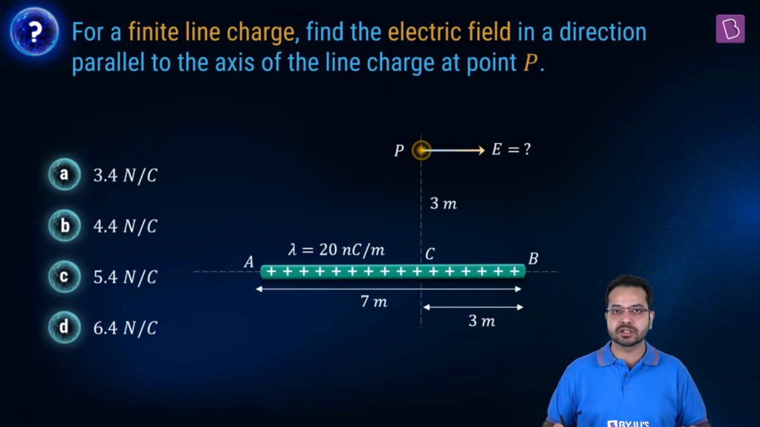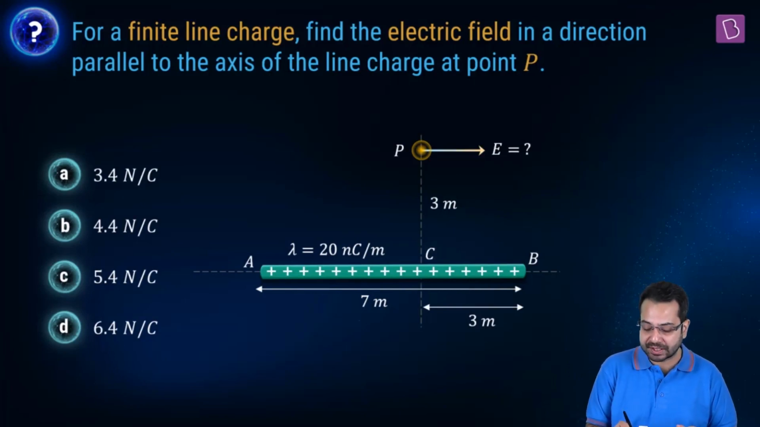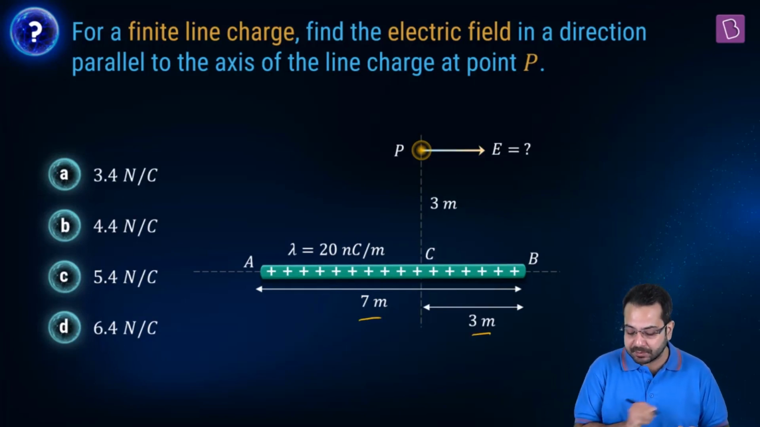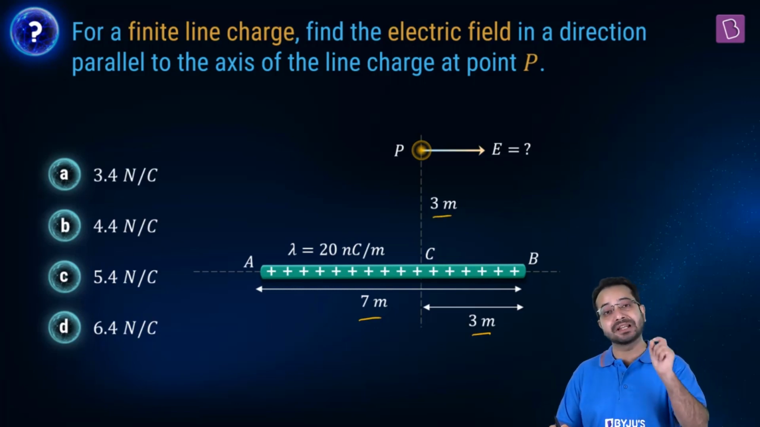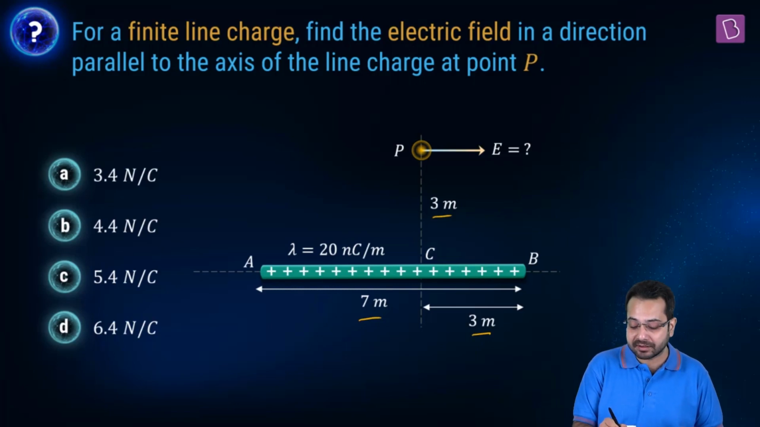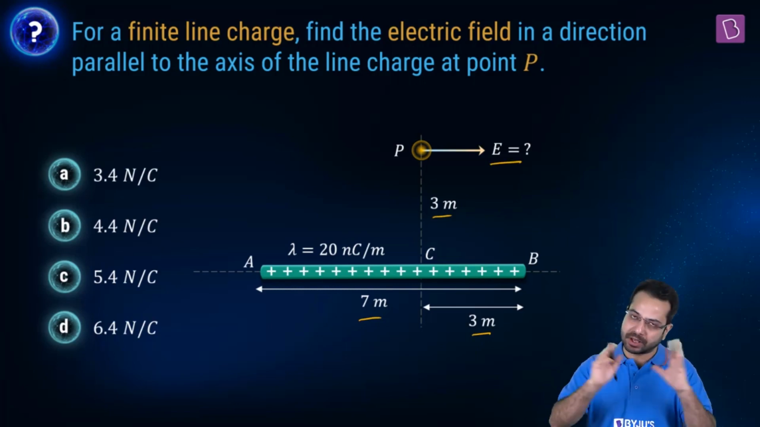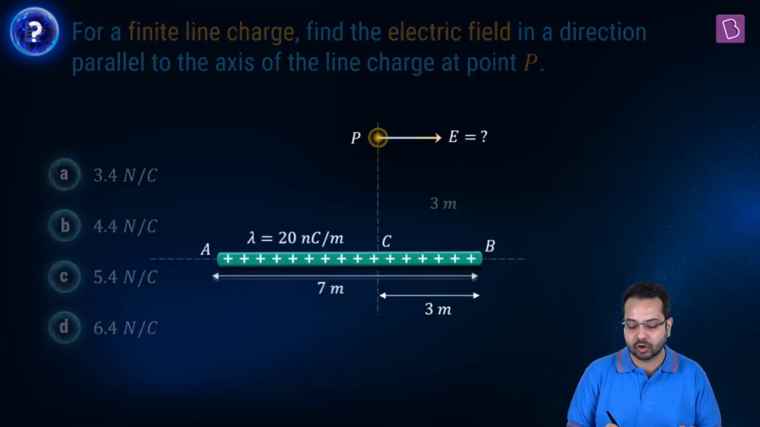For a finite line charge, find the electric field in a direction parallel to the axis of the line charge at point P. So we have a line charge whose length is 7 meter. Now this length BC is given to us as 3 meter. This length is given to us as 3 meter. We want to find the electric field which is parallel to the line charge. We are interested just in the parallel component.